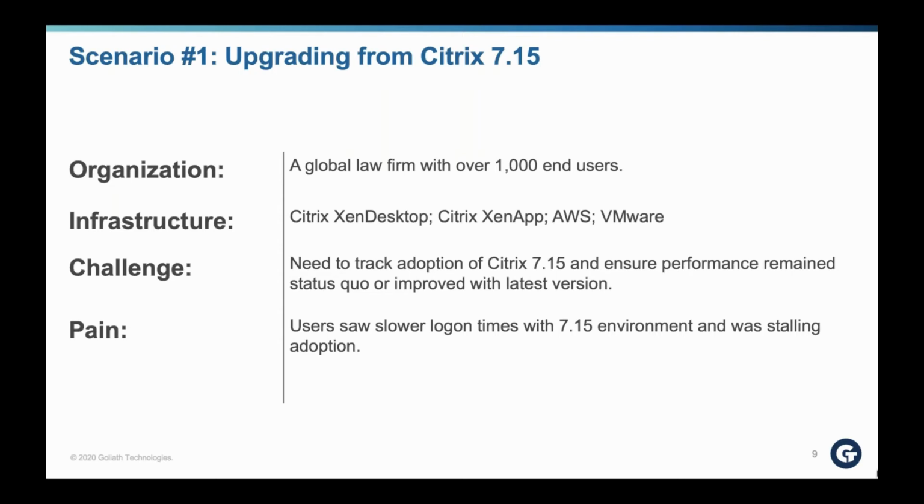If we talk about hybrid scenarios, this particular customer had infrastructure on-prem, so they had on-premises VMware infrastructure, as well as a lot of VDAs that they built specifically for this Citrix upgrade, and the VDAs were in AWS. So there's a hybrid infrastructure, and they needed to really track the adoption of the new 7.15 environment because, as you can imagine, in an environment like this, there are some issues and tickets being opened by end users about some end user experience issues, specifically with logon times.